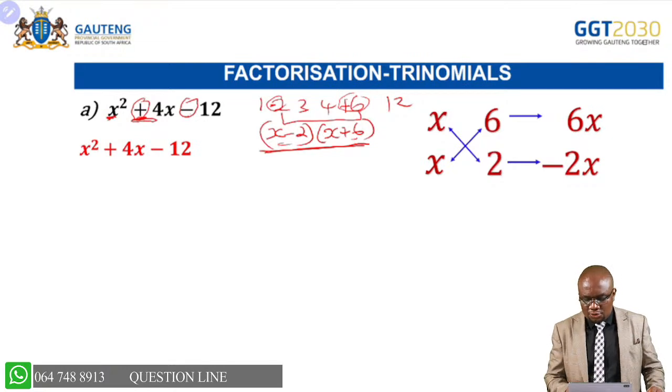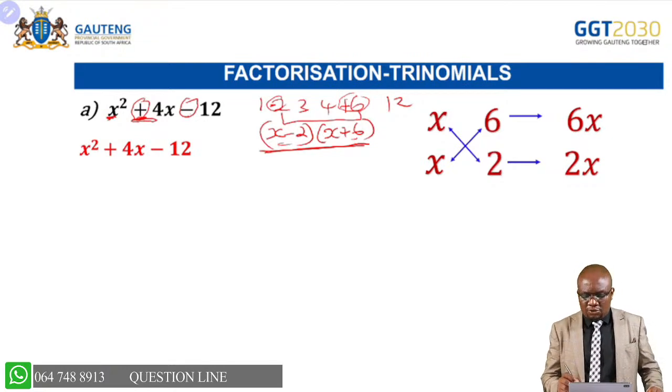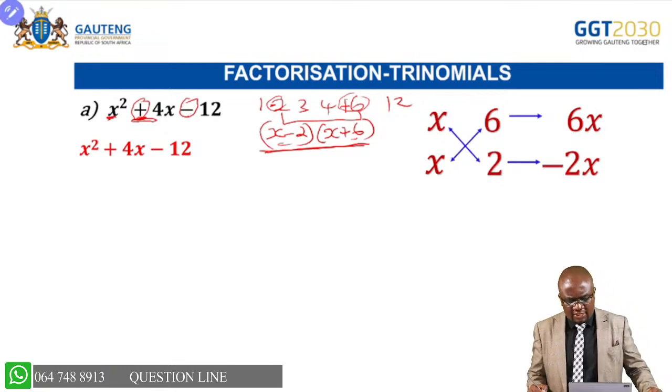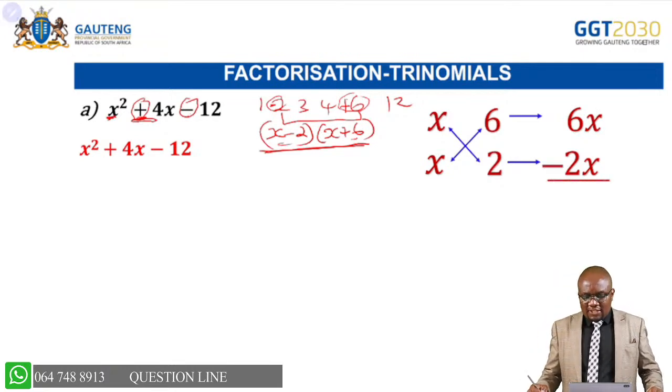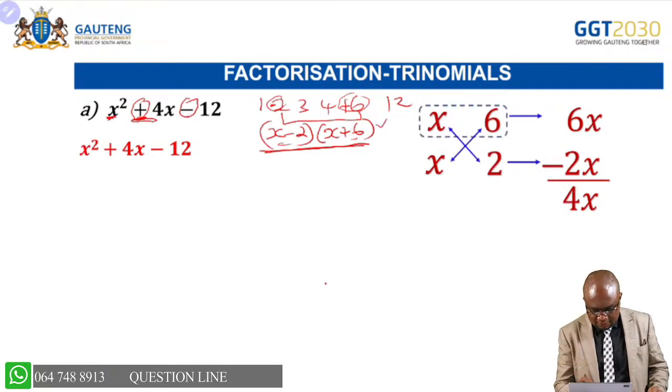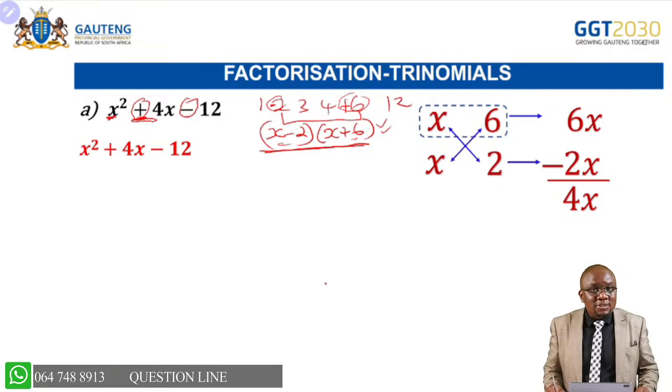That's why I introduced the negative here. So it's going to be 6x minus 2x. Then you get your 4x like that, okay? So it means the factors are going to be 6 plus x. Do you see that? So you didn't need to do this long method, isn't it?